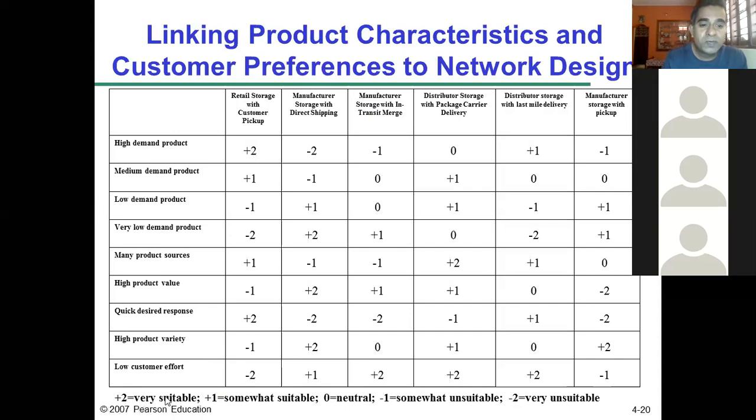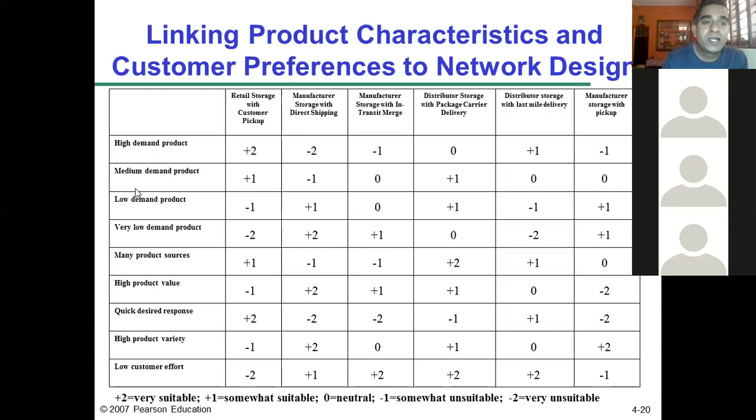So +2 means very suitable. It means retail storage with customer pickup, the traditional type of distribution channel, is suitable for high demand products. Please pay attention. It is suitable for high demand products. Customers want to buy them mostly on a day-to-day basis in India, and they want them immediately. That's why manufacturer storage with direct shipping is rated as -2, very unsuitable.